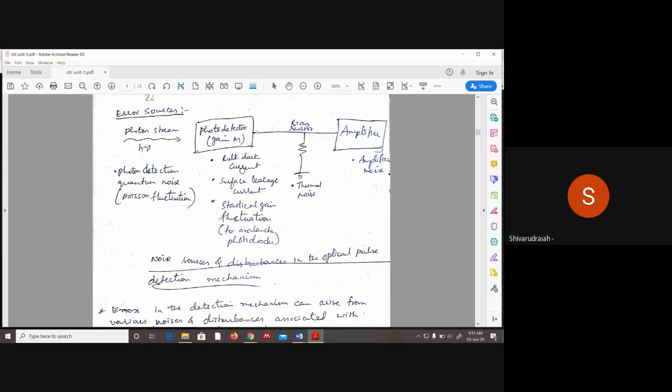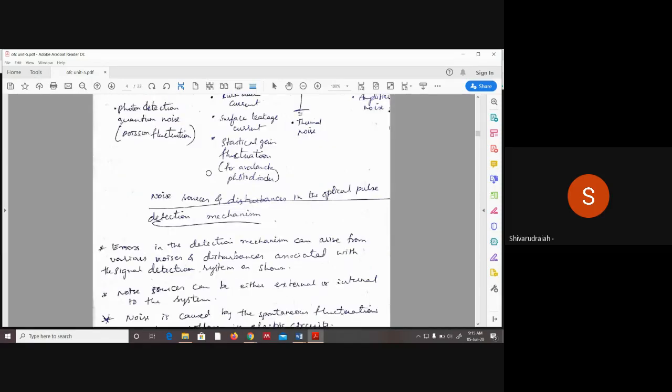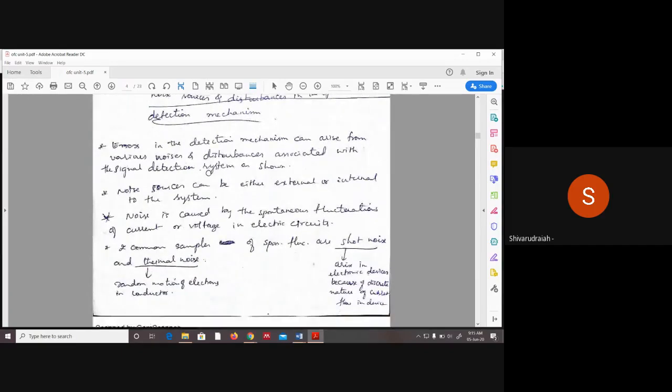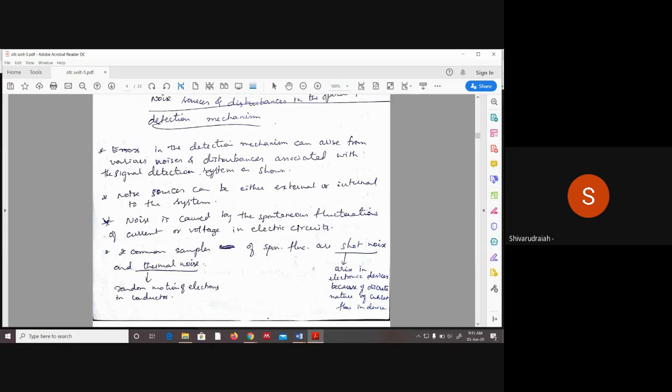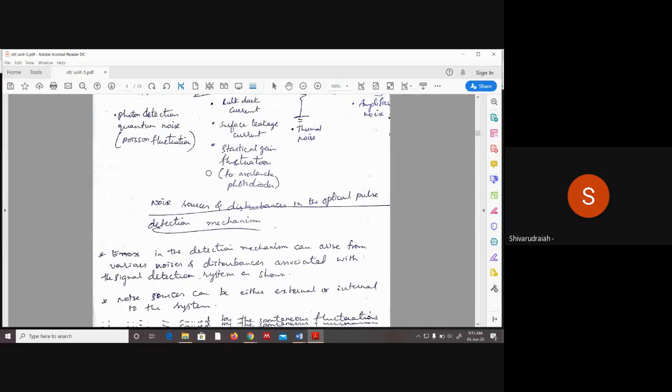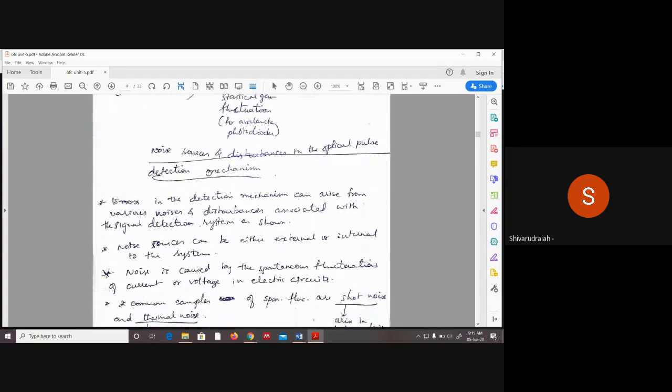We have surface leakage current, bulk dark current. All those things are going to contribute to noise sources. Okay. So these noise sources can be external to your system, or they can be internal to the system. Internal to the system are your photodetector noise and amplifier noise. External to the system are thermal noise, surface leakage current noise, and bulk dark current noise. Okay. So those are some of the external noises that are being introduced.